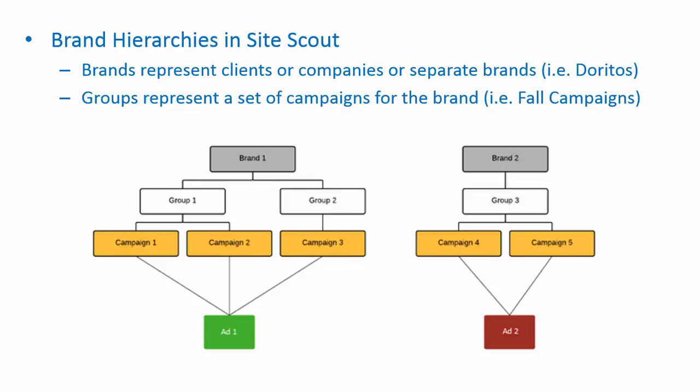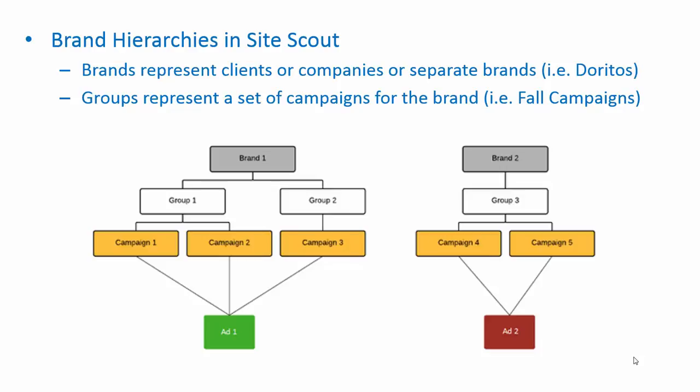As an example, your brand might be Doritos. You might have several groups of campaigns for Doritos, maybe fall, winter, spring, summer. And under the groupings, you might have several individual campaigns. Under fall campaigns, you might have Super Bowl offer campaign, buy one, get one free campaign, win a trip to a concert campaign, and then you can have various ads within campaigns.